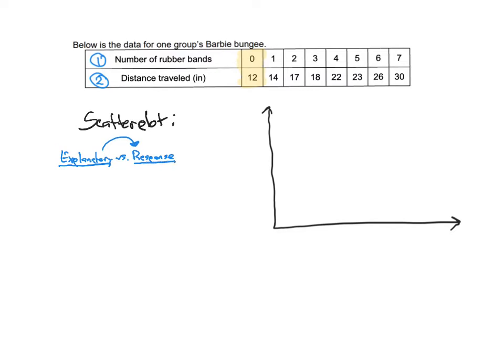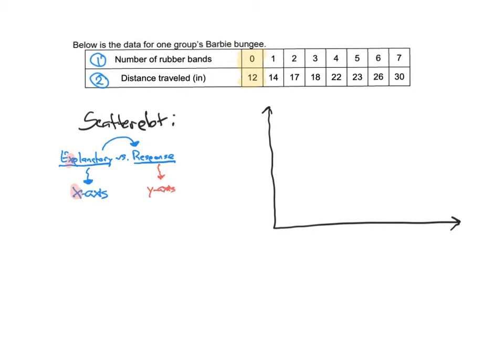Sometimes distributions have a very clear explanatory and a very clear response. Sometimes they don't. But if we can figure out the explanatory, the variable we believe explains the outcome, and the response would be the outcome, then we're going to put this on the x-axis. So you can think explanatory goes on the x-axis, and then the response will go on the y-axis. Okay? So that's what we're going to do.